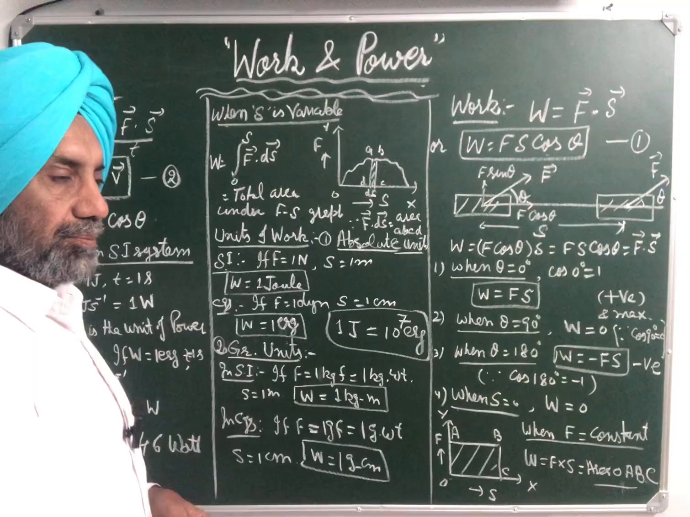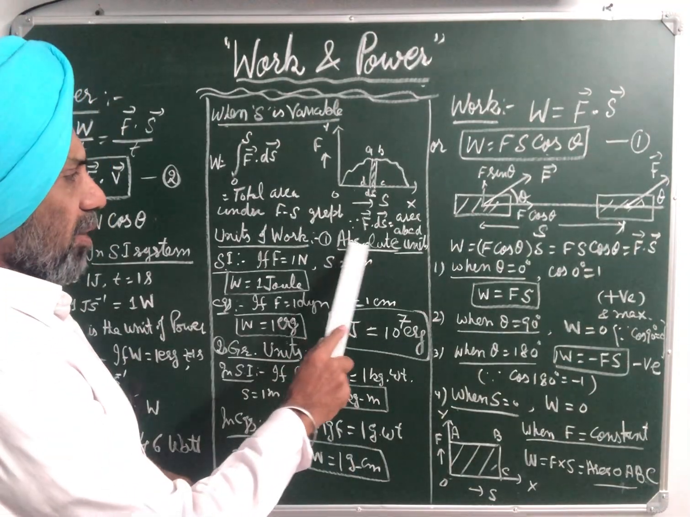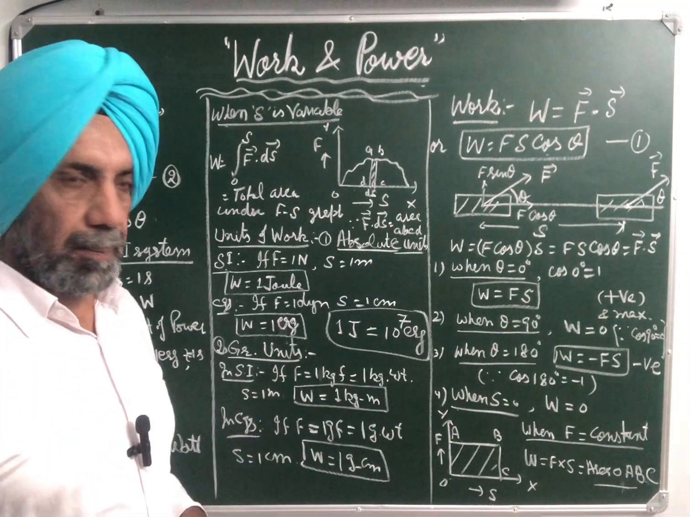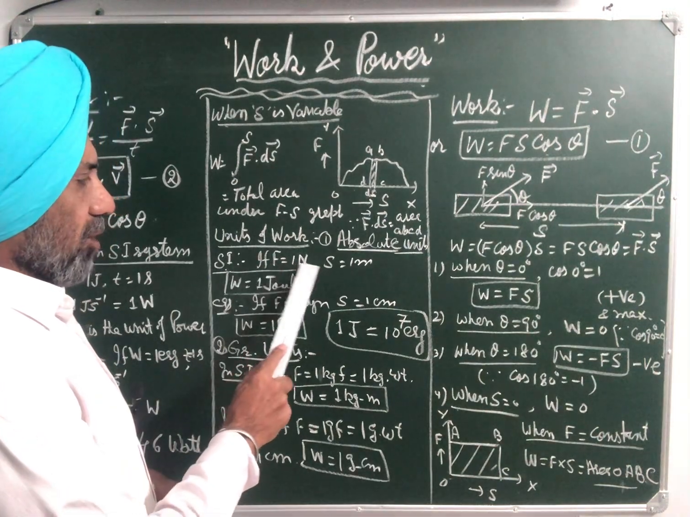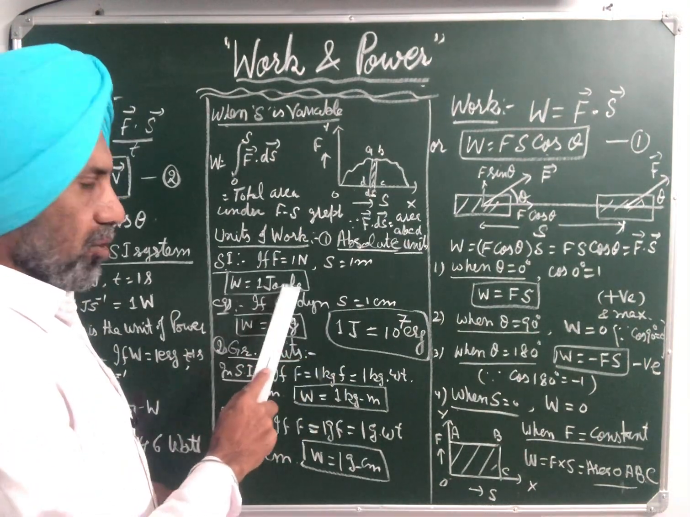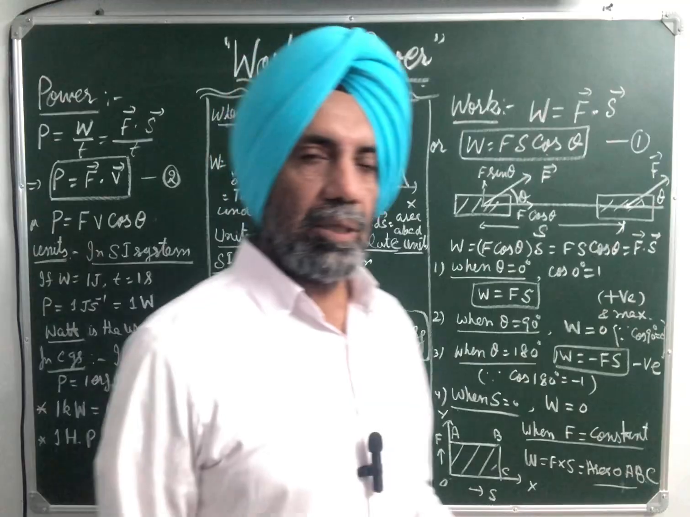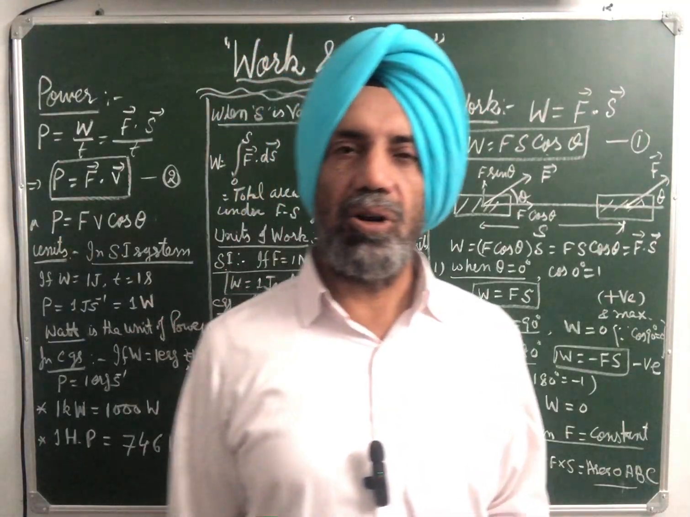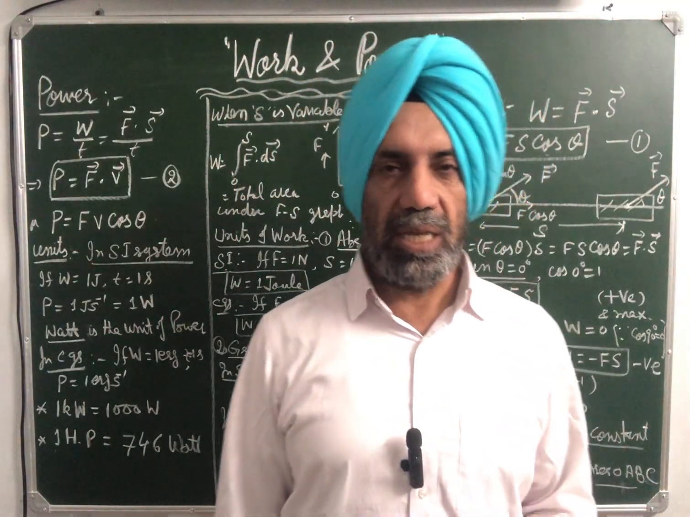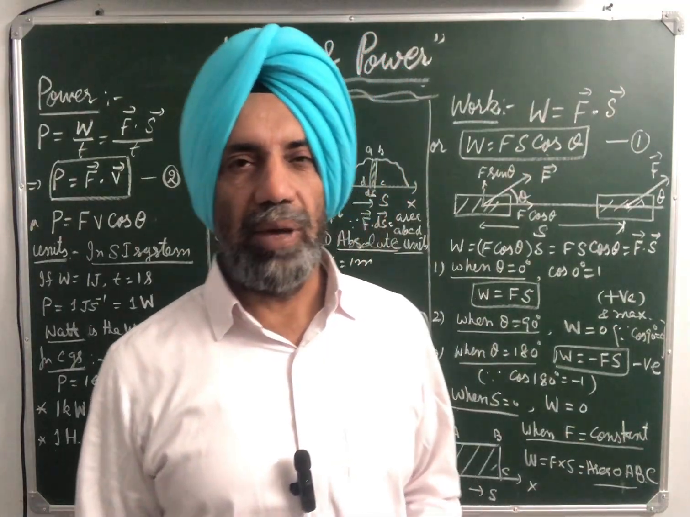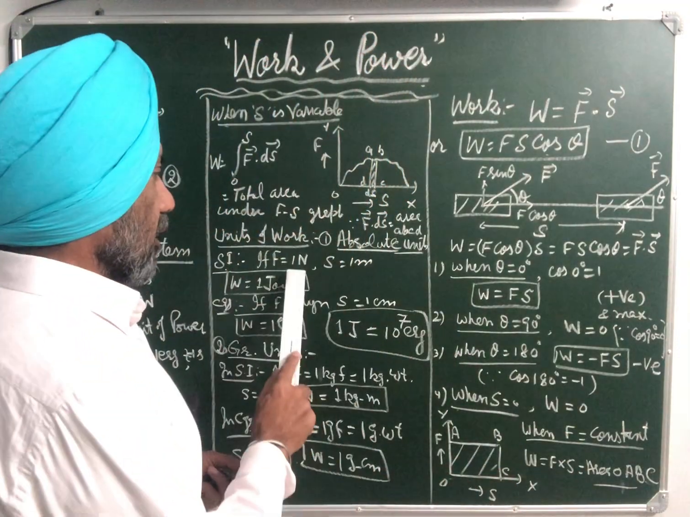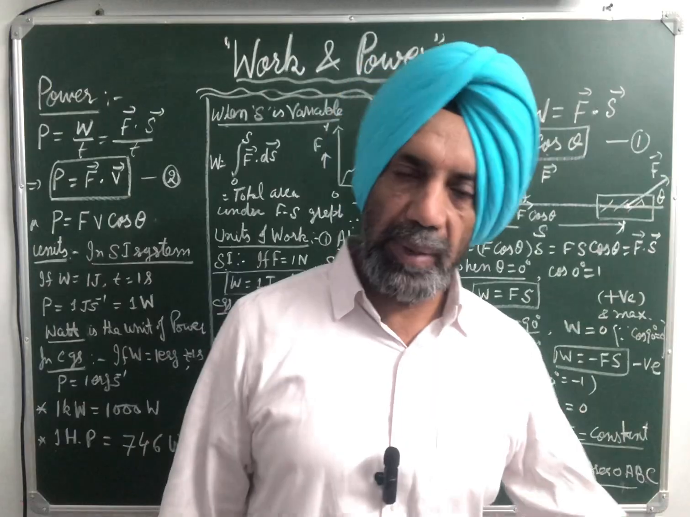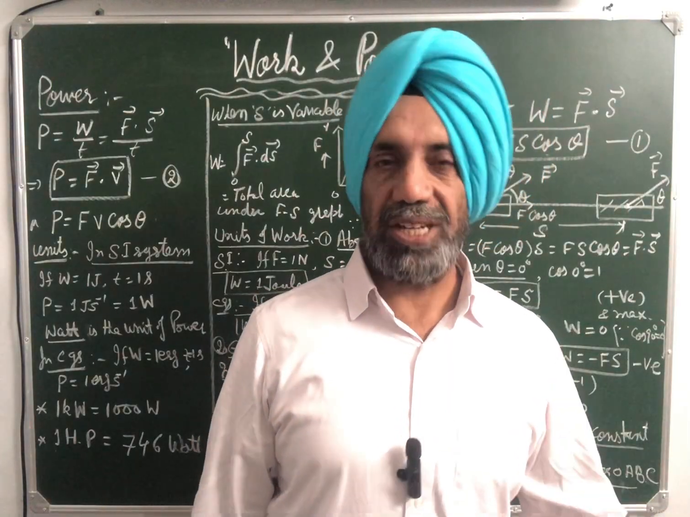Now, units of work. Number one, absolute units. In the SI system, when F is equal to 1 Newton, s is equal to 1 meter, W is equal to 1 joule. So joule is the SI unit of work done. Work is said to be 1 joule when a force of 1 Newton displaces the body through a displacement of 1 meter in its own direction.